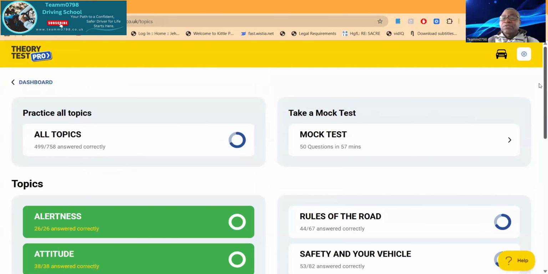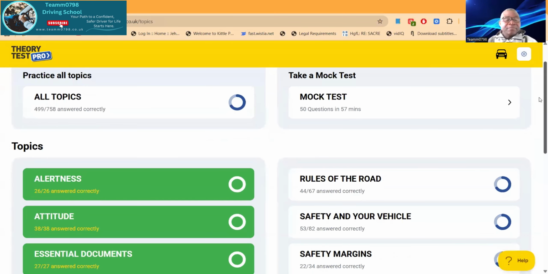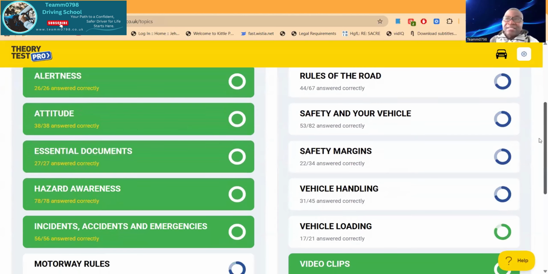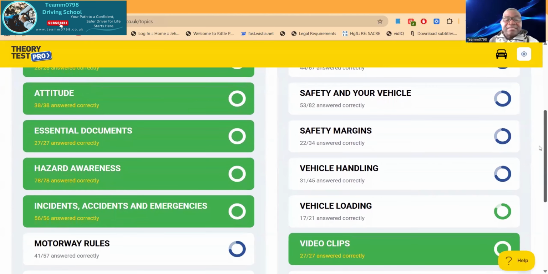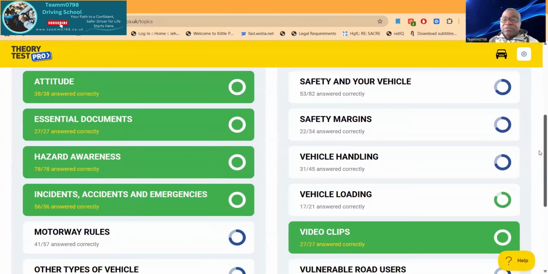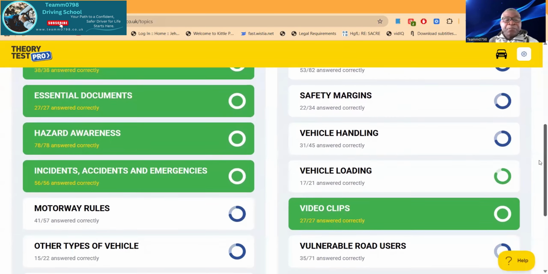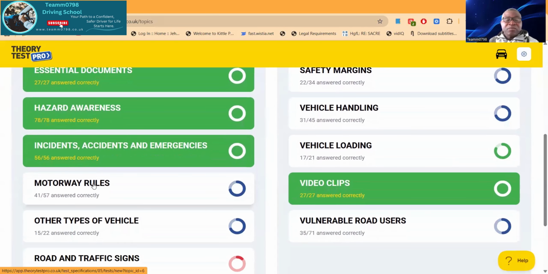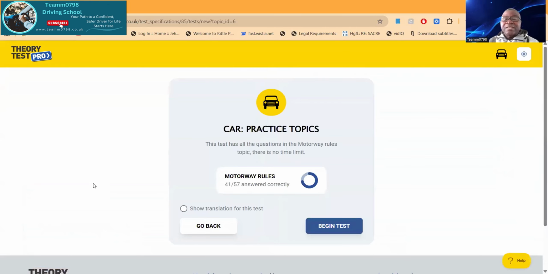Okay. So we've done the alertness, attitude, essential documents, hazard awareness, incidents, accidents, and emergencies. I'm yet to upload that video to this channel. And now we are on Motorway Rules. So Motorway Rules is the one we are doing today. Okay, so let's begin.